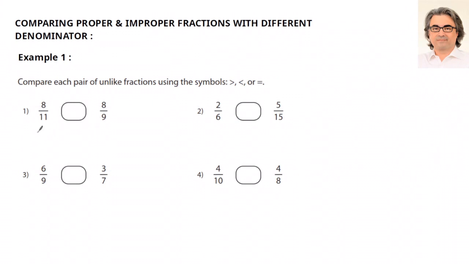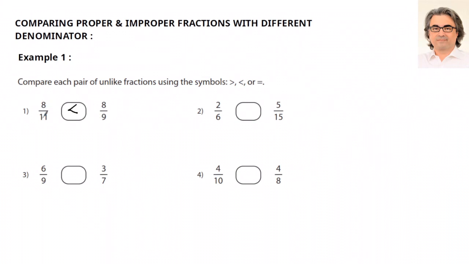Then a fraction whose denominator is greater than the other fraction's denominator should be less than the other fraction. Now here numerators are 8, and what about denominators? Let's compare the denominators. Because 11 is greater than 9, 8 over 11 should be less than 8 over 9. I think you understand this.